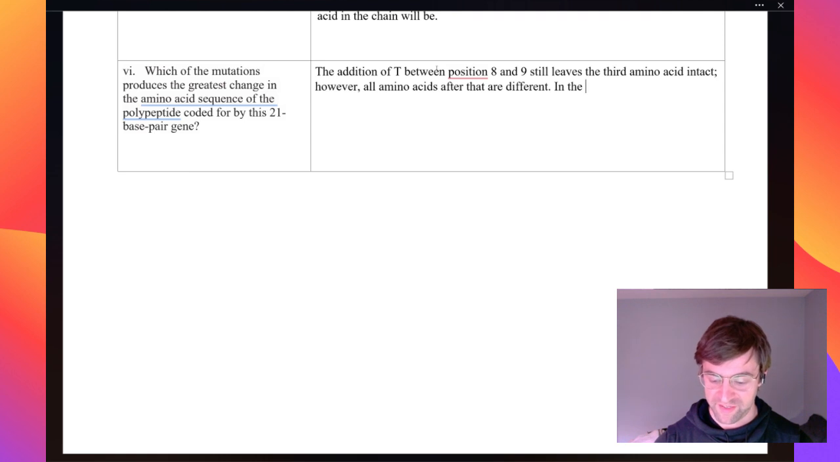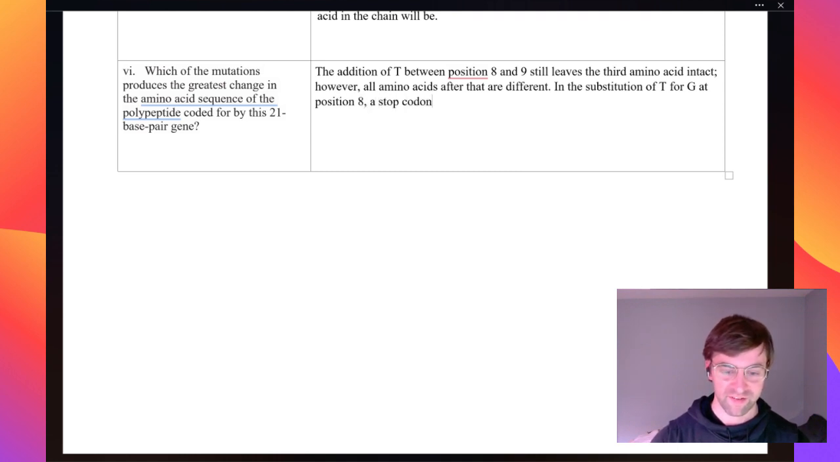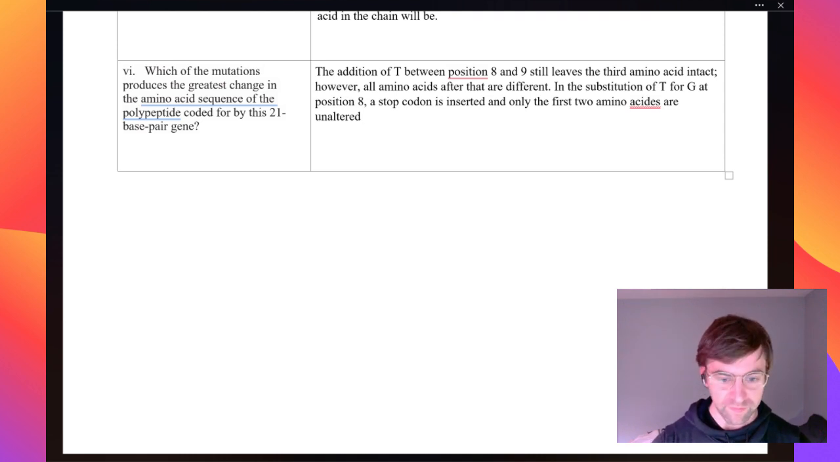Yeah. However, all amino acids after that are different. In the substitution of T for G at position 8, it could be argued that because it's a stop codon, it causes the biggest change. No, because only the first two amino acids are unaltered. Okay, no, I see what they're saying.